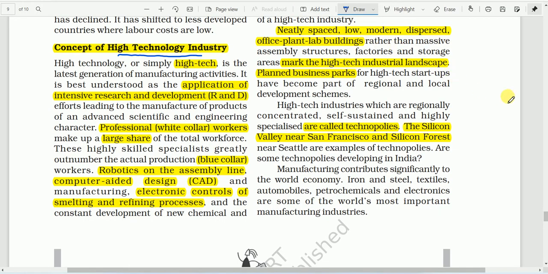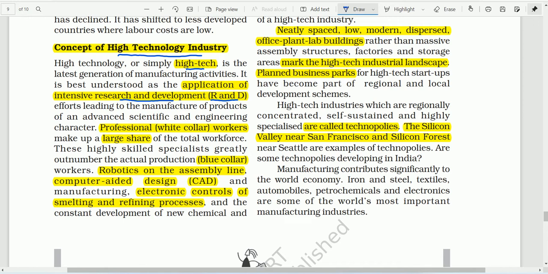Let us read. High technology, or simply high tech, is the latest generation of manufacturing activities. So this is a new development. High-tech industry is best understood as the application of intense research and development, that is R&D, efforts leading to the manufacture of products of an advanced scientific and engineering character. So here the production of things is done on an advanced scientific and engineering character.